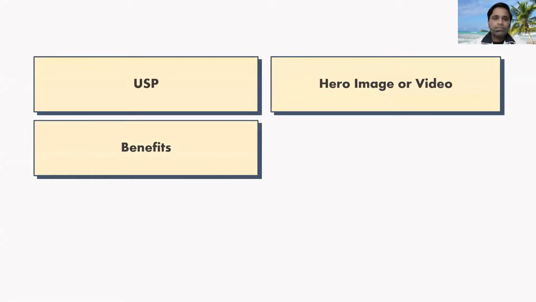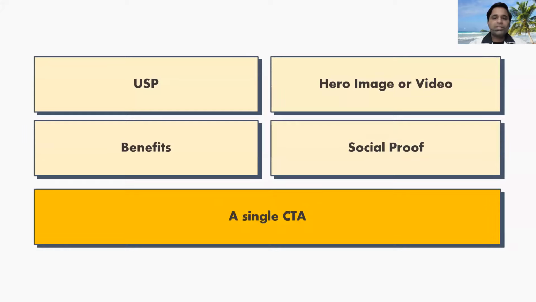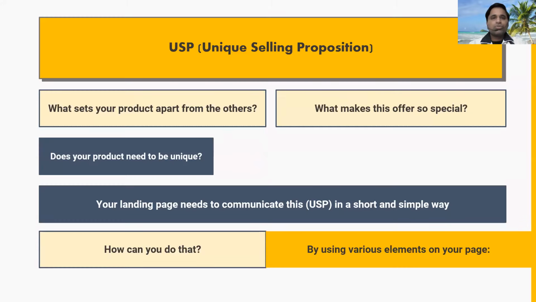You have benefits. There is a debate on whether you should have benefits or features. I will come to that in later slides. You have social proof or testimonials. You have a single CTA. I have made the CTA a different color because this is the basic principle of a landing page: your CTA should be distinguishable and contrasting, and the color should be different to make it instantly recognizable and clickable.